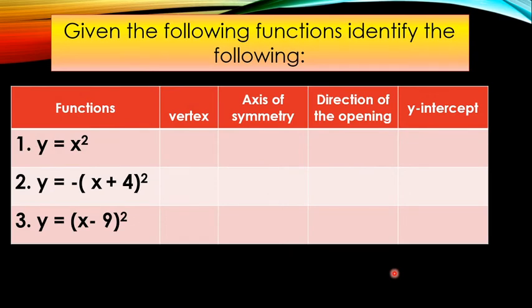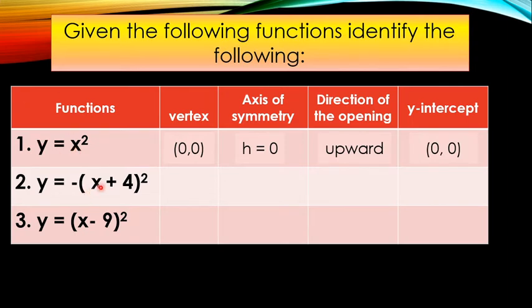Now, let's review if you learned something from our lesson. Given the following functions, can you identify the following? Without using a graph, can you describe the following in this function? Given these functions, in y is equal to x squared, we already discussed that a while ago. So, the vertex is (0, 0), h equals 0. The direction of the opening is upward since a here is positive. And the y-intercept is (0, 0).